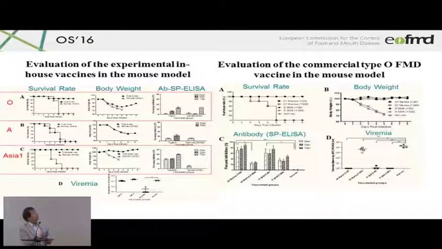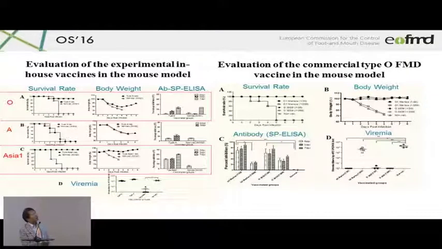This is the vaccine evaluation, our own in-house method. We tested our own in-house vaccines in the models, looking at survival rate, body weight loss and antibody detection. Compared to the viremia, ASHA1 gave a very good result, with no viremia. The survival rate and body weight loss also have a good correlation.